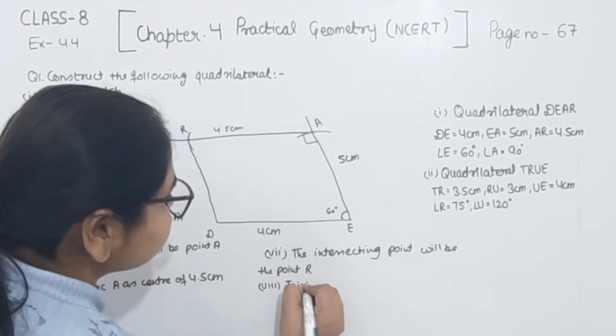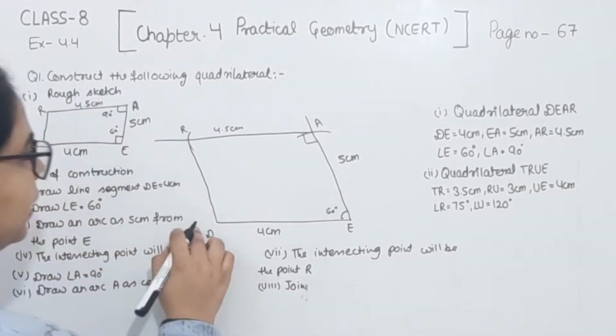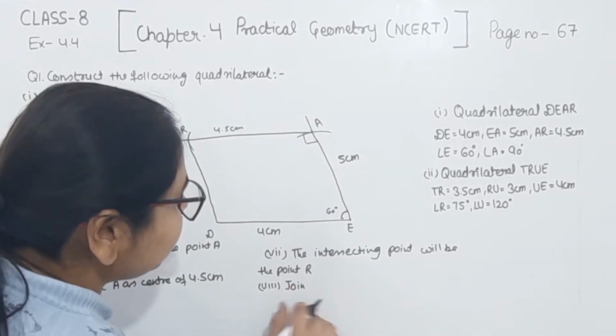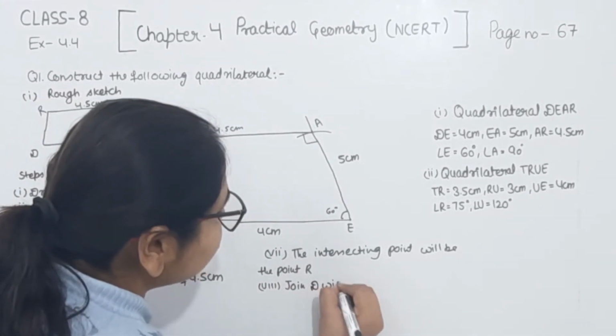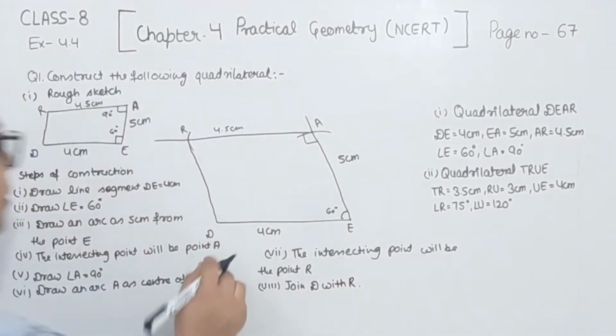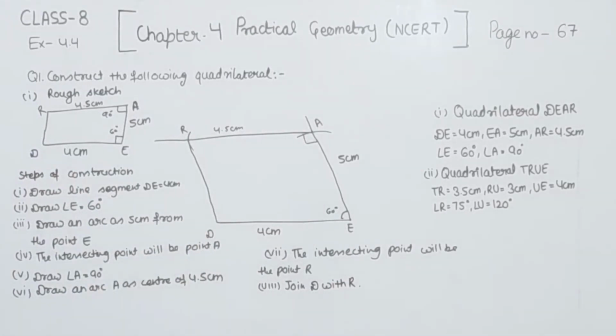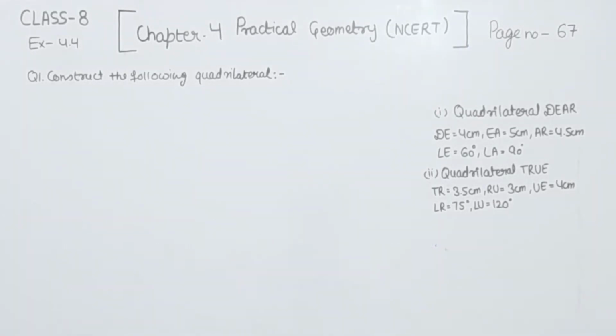Join D with R. So this is the required quadrilateral DEAR we are having with the steps of construction. This is the part 1. Now comes to the part 2.